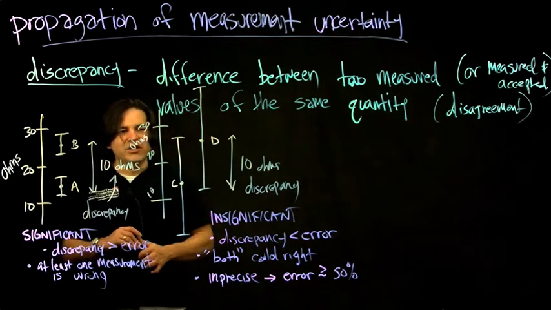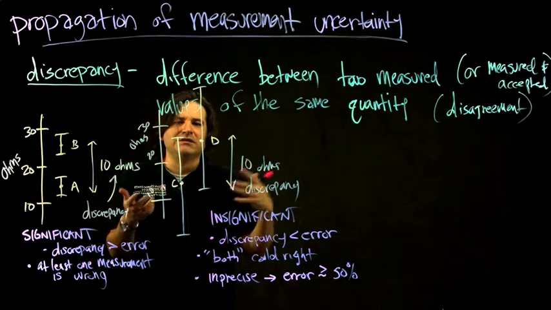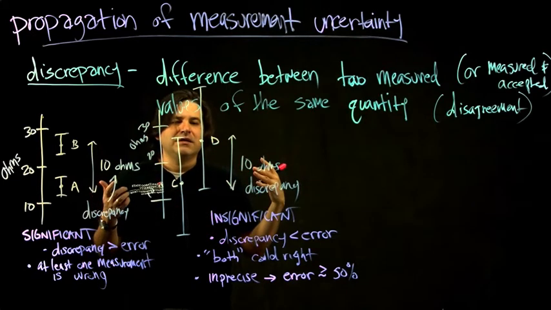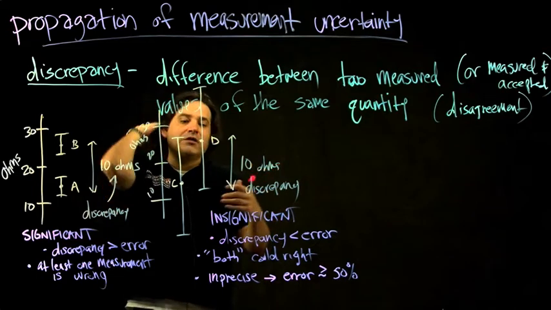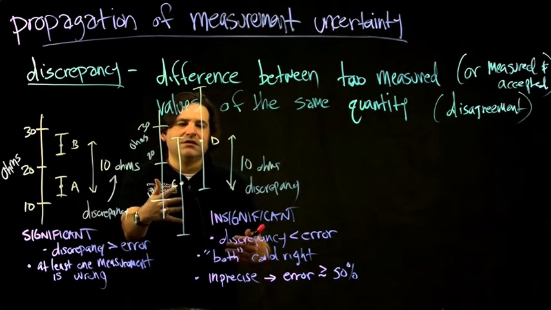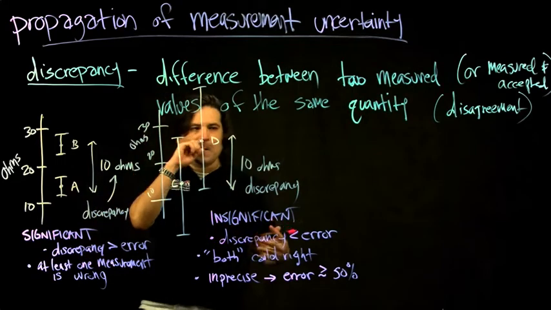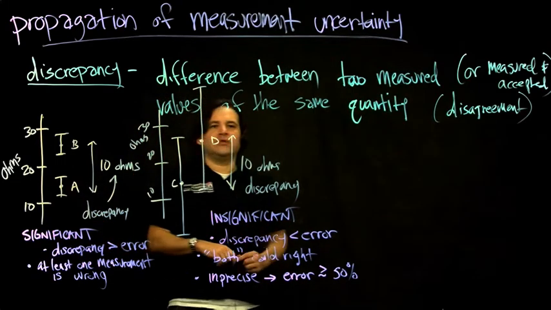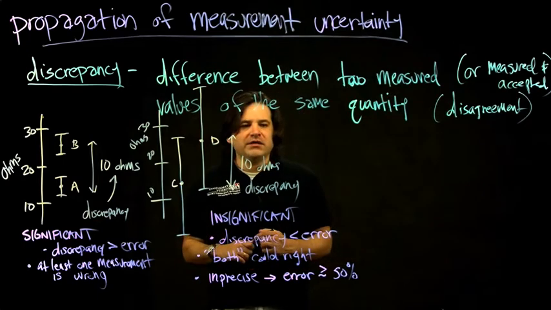But what you can say is that their discrepancy, the difference between these measurements, isn't big relative to their error. So they could basically be telling you the same value, and that's because their whole measurement is fuzzy. A difference of 10 is not that much compared to their error bar. So those are two examples, and of course what they did there was to find the discrepancy.